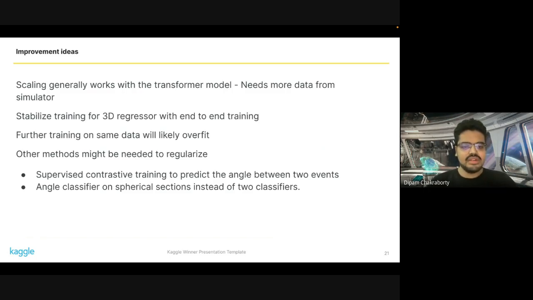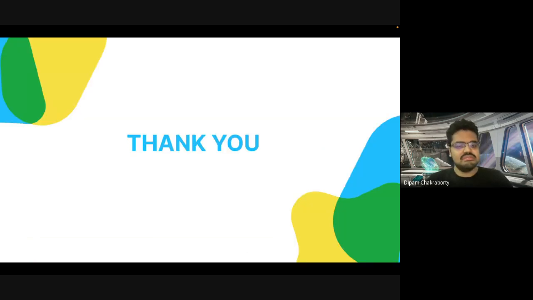And the angle classifier, I'm doing two separate sections. If I do it on a single prediction for one spherical section, that might also improve the results. So that's all from my side. We can go for questions.